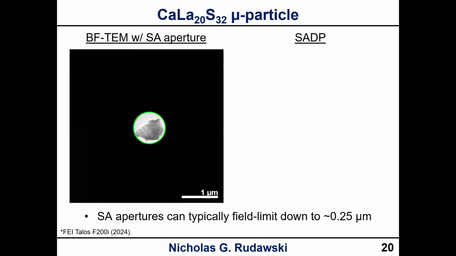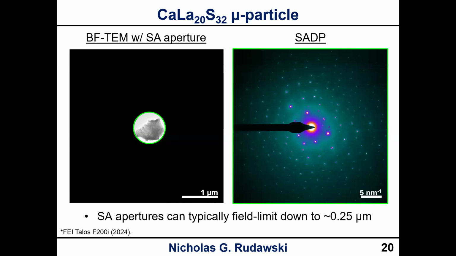Okay. We can isolate this even further. Typically you can field limit down to around a quarter of a micrometer or 250 nanometers. But this is a calcium lanthanum sulfide particle that's in the micro scale. And again, putting in our SA aperture, we can isolate the diffraction pattern from that particle alone.